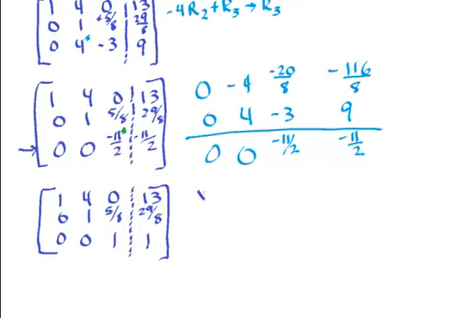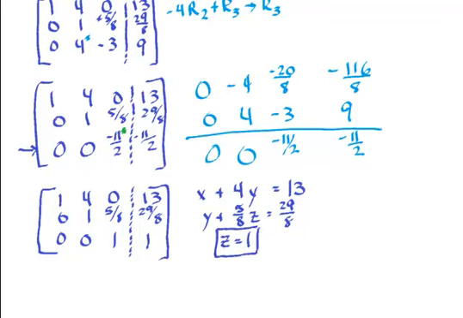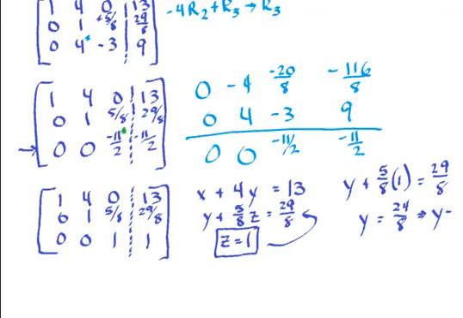Well, this lets me know that x plus 4y equals 13, and y plus 5/8 z equals 29 over 8, and z equals 1. Well, I have one of my answers, so I'm good there. Next, I'm going to plug this into here and get my y. Y plus 5/8 times 1 equals 29 over 8. I'm going to subtract 5/8 from both sides, and I get y equals 24 over 8. In other words, y is 3.